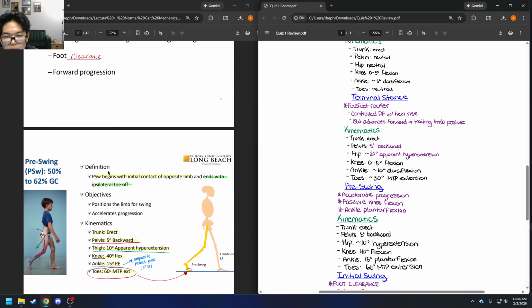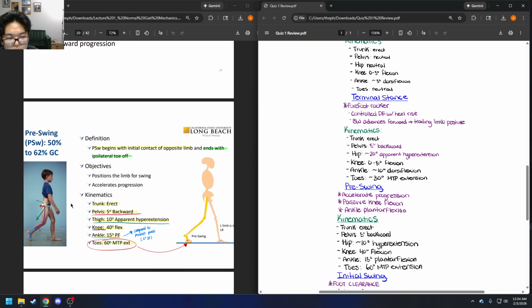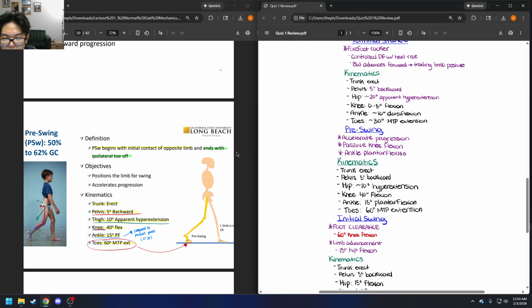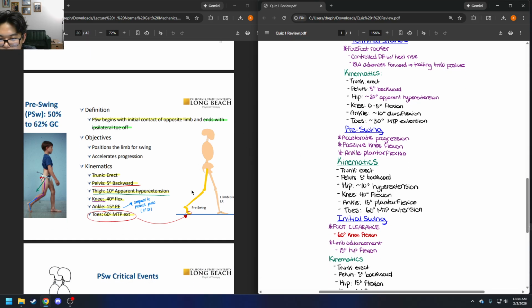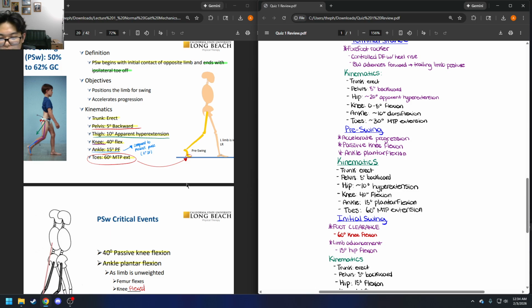And after terminal stance, we are now going into the pre-swing. Remember, we're still talking about the right limb. So in pre-swing, it's going to begin with the initial contact of the contralateral limb. Contralateral, aka left in this case, and it will end with the ipsilateral toe off, aka the right toe off. So you might ask, why are we in pre-swing? Pre-swing will then further accelerate our progression of our gait cycle.